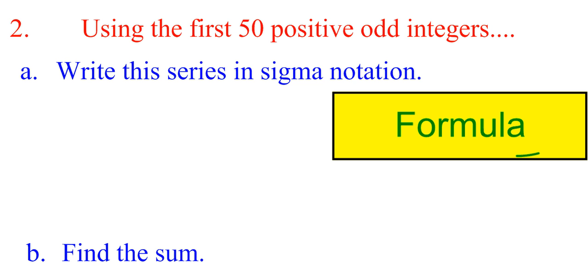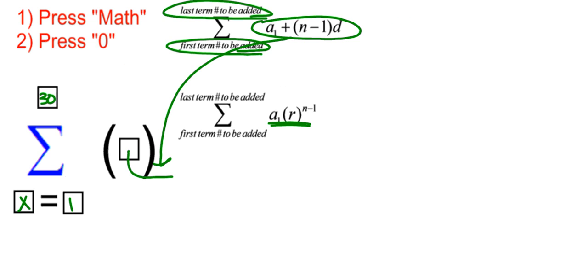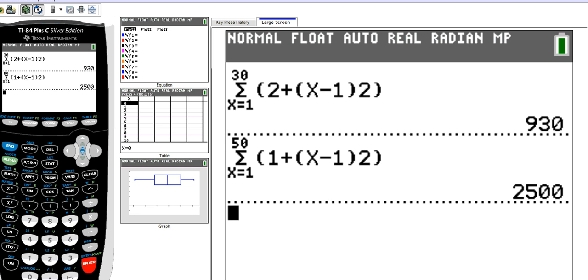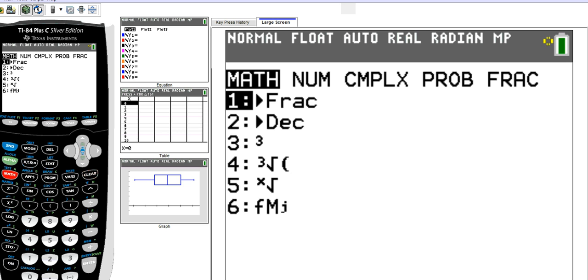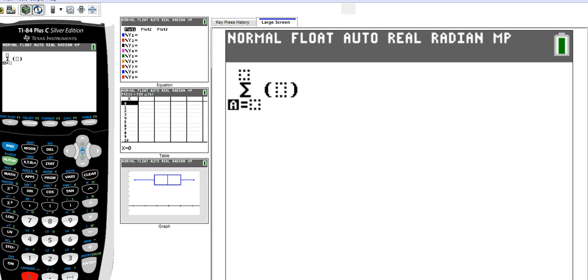So to apply that to our first problem, we're going to go on our calculator, and I'm going to go to math, 0. And that's the summation button. Looks a lot like what your formula sheet looks like, right? So a lot of times we'll use n here, but instead of that, since the variable doesn't matter on our calculator, let's just use x because it's very easy to pick.